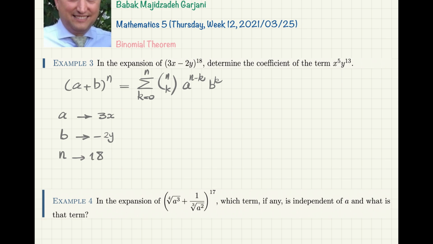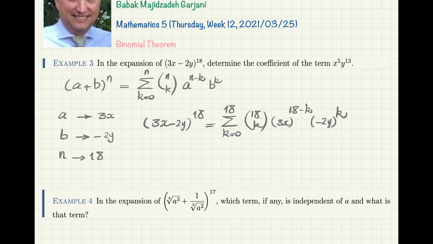So I'm patient and rewrite this once more. I would write 3x minus 2y to the power 18. Then you need to be careful. K goes from 0 to n. N is 18 in this case. N choose k, but n is 18. K is just simply k. And then instead of a, I put 3x to the power n minus k, but n is 18, minus k. And b, which is minus 2y to the power k. So what I have done is put the formula in front of me and made these substitutions.